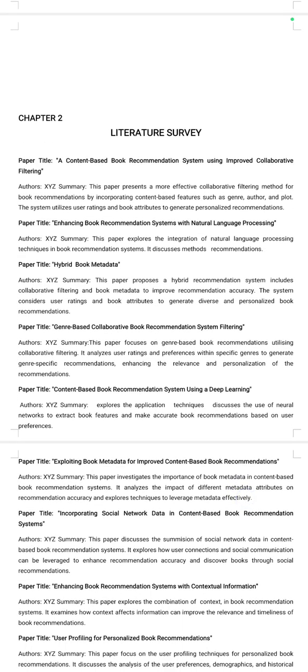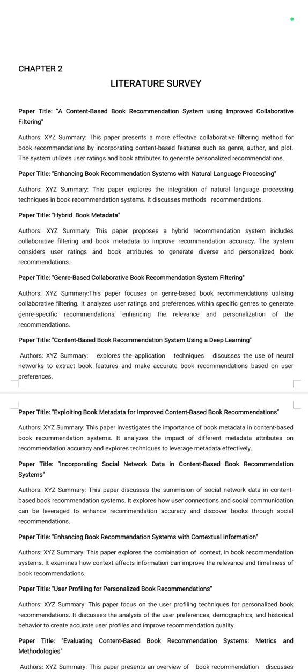Content-based book recommendation system using deep learning. Exploring the application of this technology, the paper discusses the use of neural networks to extract book features and make accurate book recommendations based on a user's preferences. Exploiting book metadata for improving content-based book recommendation.